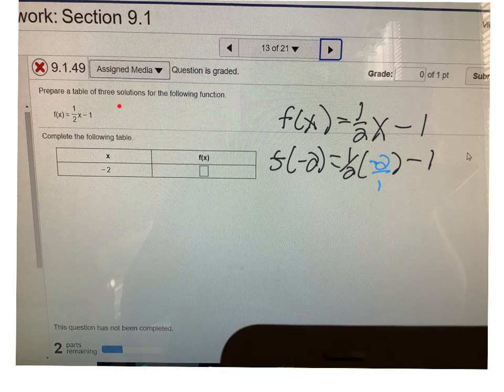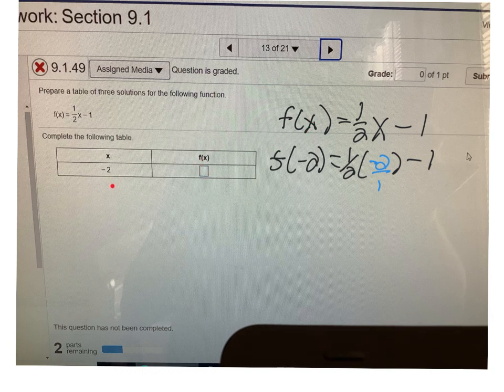So you want to prepare a table of three solutions for the following function. f of x equals 1/2 x minus 1. I wrote it out here not quite so neat. So they give you the x value and they want you to find the y value, or f of -2.